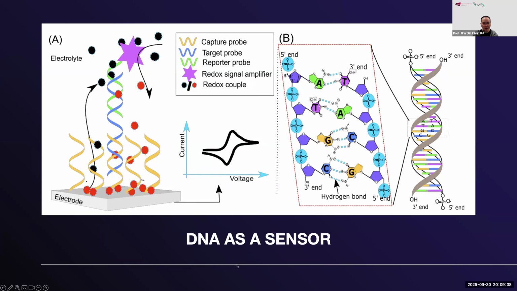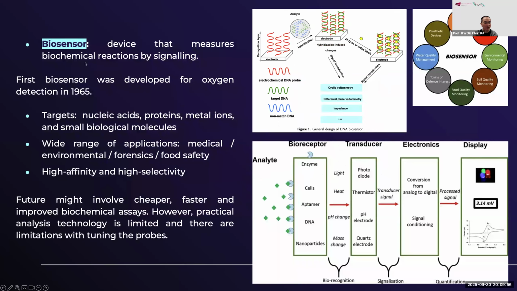You can also use DNA as a sensor. Basically you can immobilize them on a surface, and when the target binds, you can trigger a signal change. It can be electrochemical, it can be fluorescent, it can be visible. A biosensor is a device that measures a biochemical reaction by signaling. The first biosensor was developed for oxygen detection in 1965.